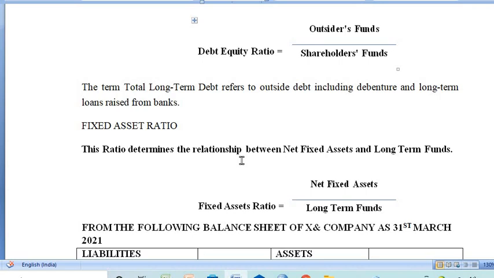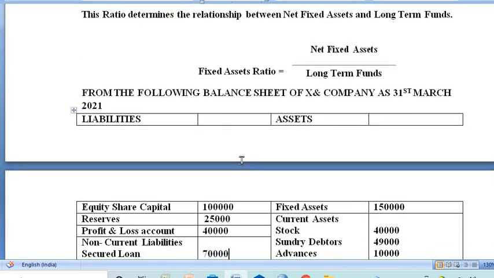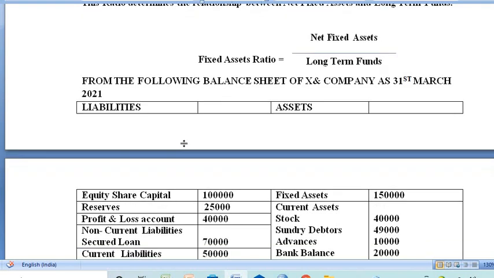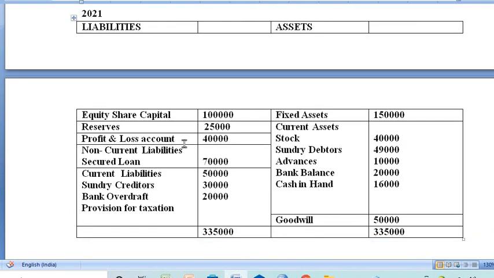So these are the various ratios we are going to compute using this problem. See here, this is the balance sheet of X company as of 31st March 2021. We have liabilities and assets given. Using this data, we are going to calculate the financial ratio, or balance sheet ratio, or solvency ratio. That means we are going to take only the information given in the balance sheet and compute the ratios.